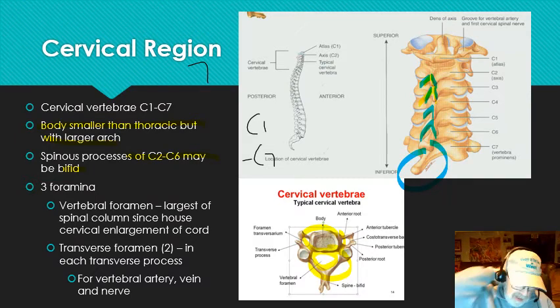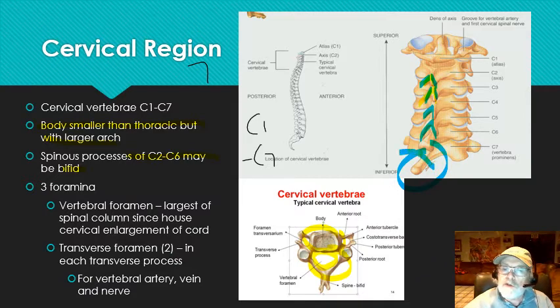If you feel the back of your neck, right at the base of your neck, just above your shoulders, you feel a little bump. You can feel the spinous processes of the cervical vertebrae, but there's one that sticks out like a sore thumb. The one that sticks out like a sore thumb is C7. That's that one right there.